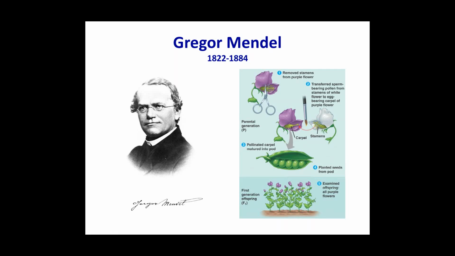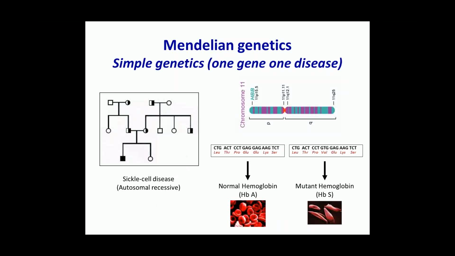And so vasculitis is not a Mendelian disease. It's not something simple where you have a gene that gives you a disease, so one gene gives you one disease. This is what we call Mendelian genetics, and this is an example of such Mendelian genetics.